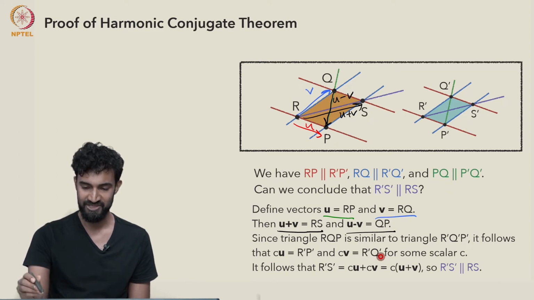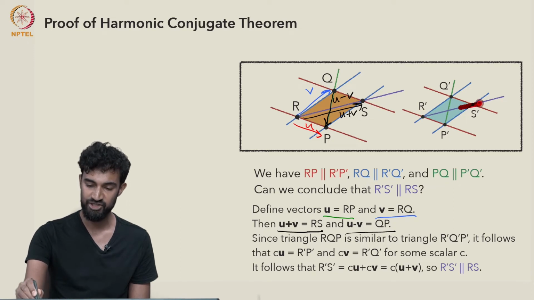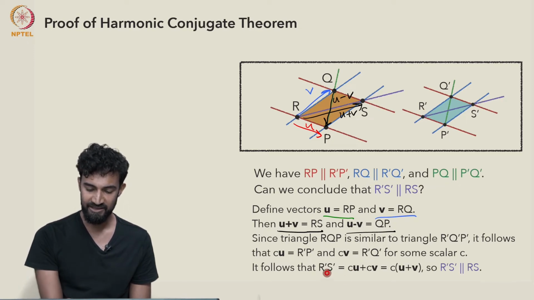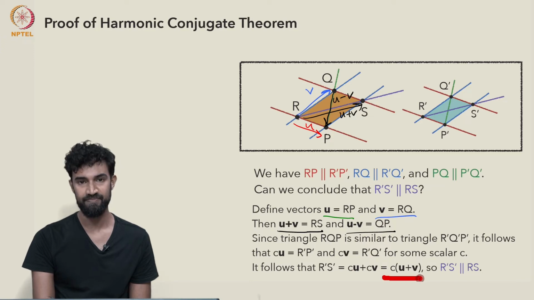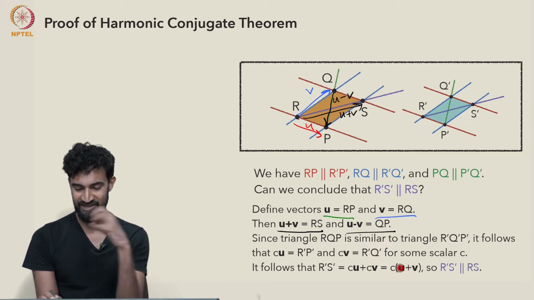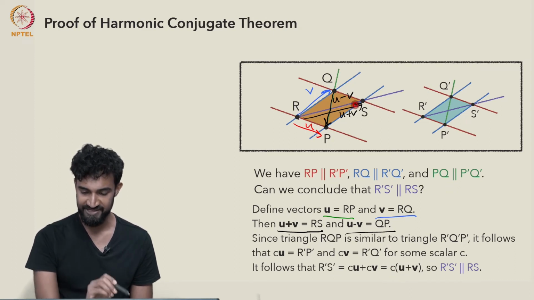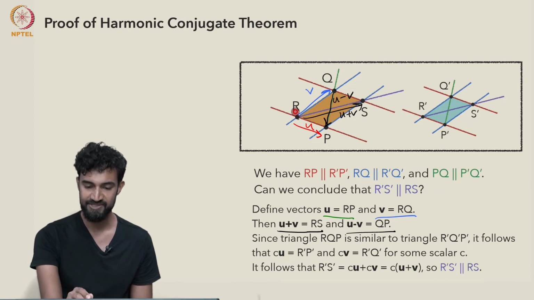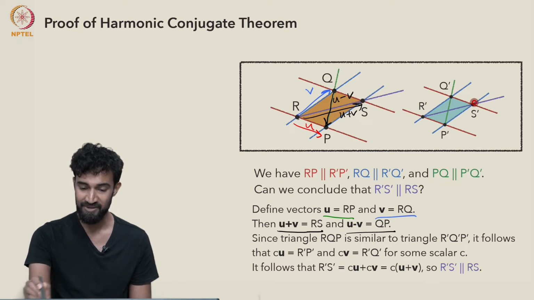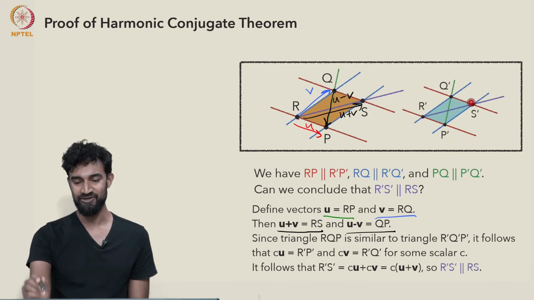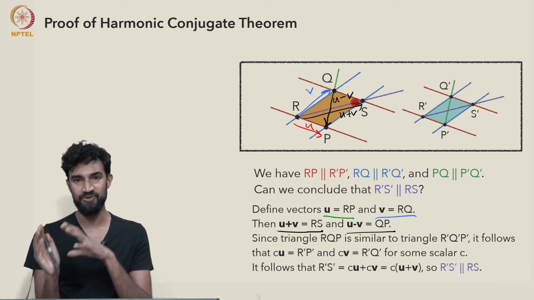So it follows that R prime S prime, this diagonal in question, is equal to cu plus cv. But cu plus cv is just c times (u plus v), just factoring out the c. So u plus v is RS, and R prime S prime is just c times RS. So R prime S prime is parallel to RS. As a vector, it's just a scalar multiple of this vector, so they are going to be parallel.